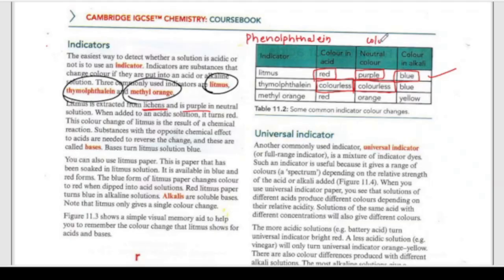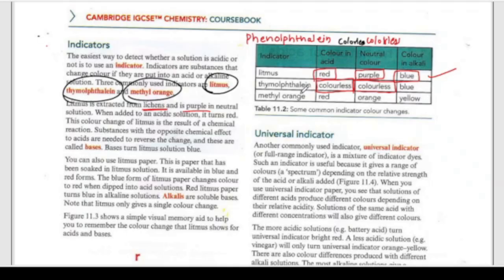Okay, neutral, meaning it doesn't have any color. It's the same as thymolphthalein. So phenolphthalein is also colorless when it is neutral, and in acid also it is colorless. Okay, in acid also it is colorless. For phenolphthalein there is no use for acid. Like for the testing of acid, you cannot use thymolphthalein and phenolphthalein because you cannot get any color change.